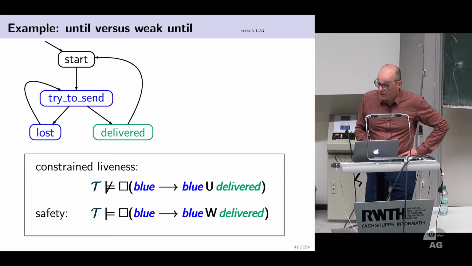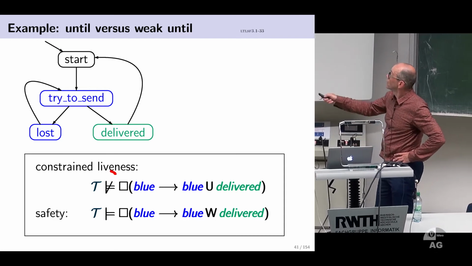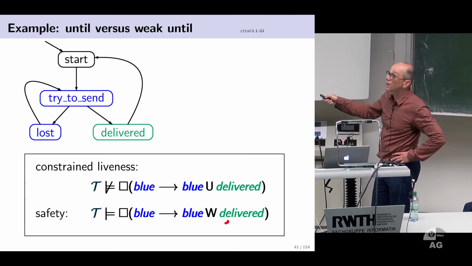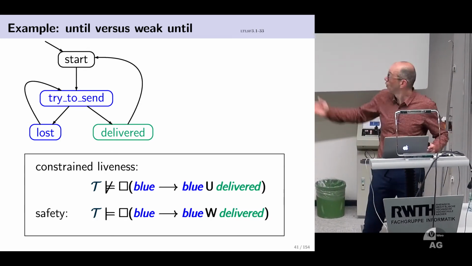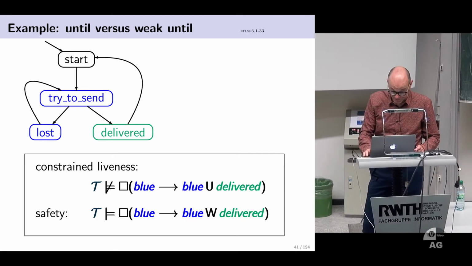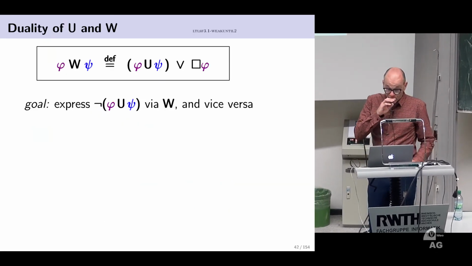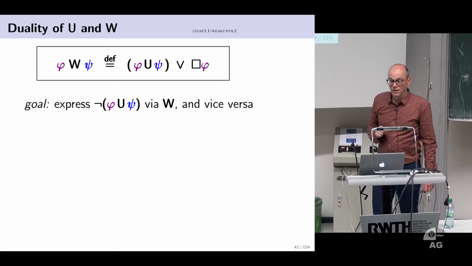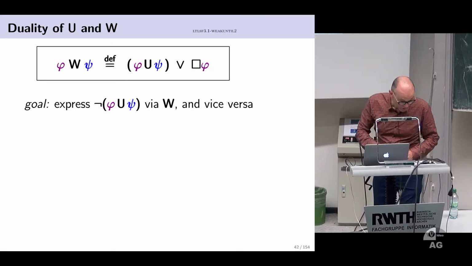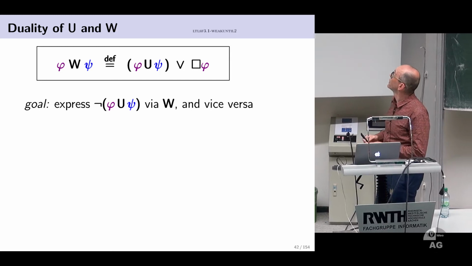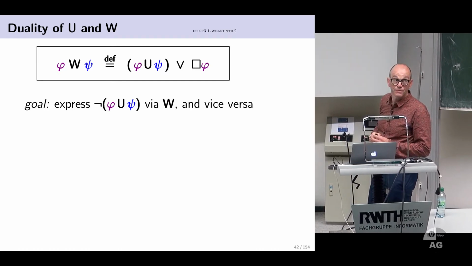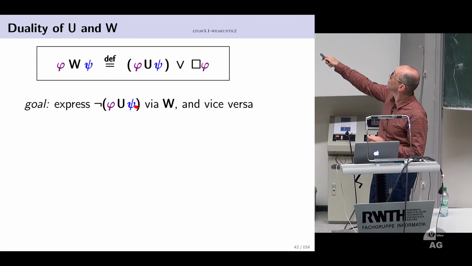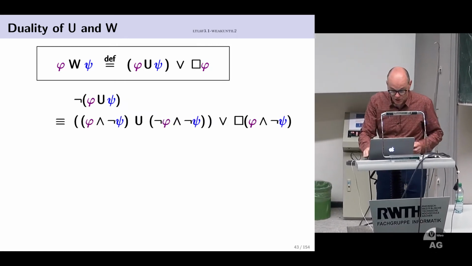Good. Actually, this is something they sometimes call constrained liveness, and this is actually a safety property. If you look carefully at the W operator, this formula over here is a safety property. Good. The two are dual. And what do I mean by dual? That's something we're going to use in the sequel. You can express the negation of an until formula in terms of the weak until, and vice versa. So we take the negation of an until formula. What does it mean to take a negation of an until formula?